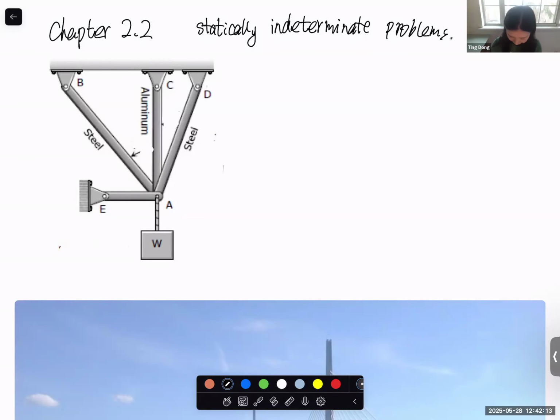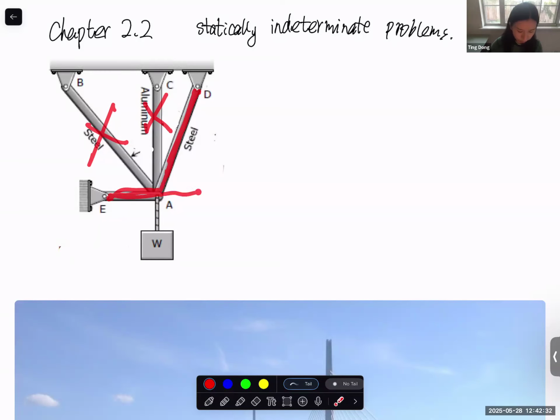So basically, for this example I'm showing here, if we don't have this one, B, we only have this one and this one. This is a typical static problem you learned before. We can have force in X and force in Y, and we solve it. But if we have this redundant support, now you have 4 unknown reaction forces, and there's no way you can solve this problem.